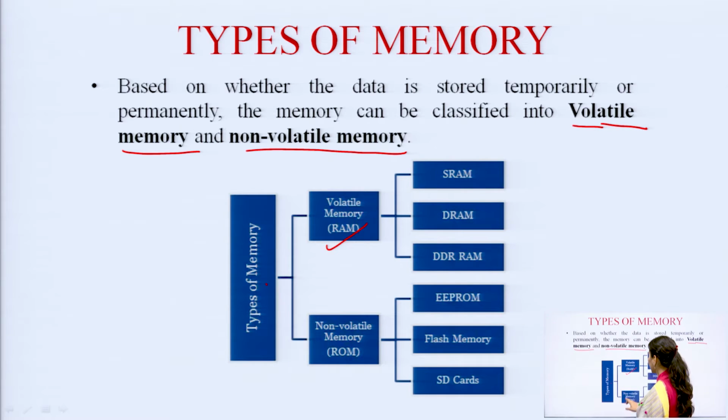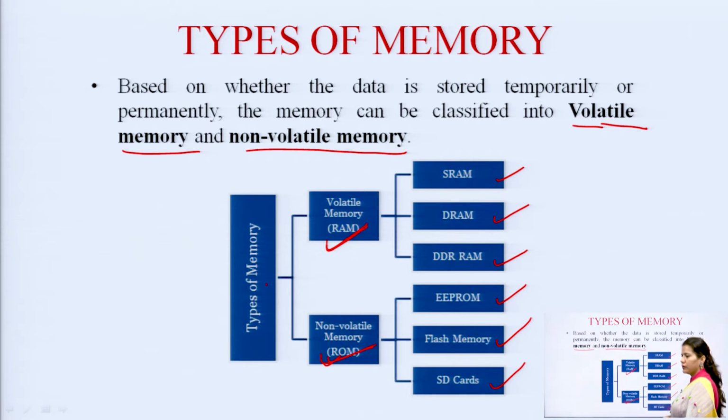So, broadly classified, there are two types. By default, volatile memory is always random access memory. Non-volatile memory is ROM, the read only memory. Under the category of volatile memory, SRAM, DRAM and DDR-RAM, these three types are included. Under the category of non-volatile memory, electrically erasable PROM, flash memory and SD cards are included. So, these are the two types of memories if we broadly classify them.